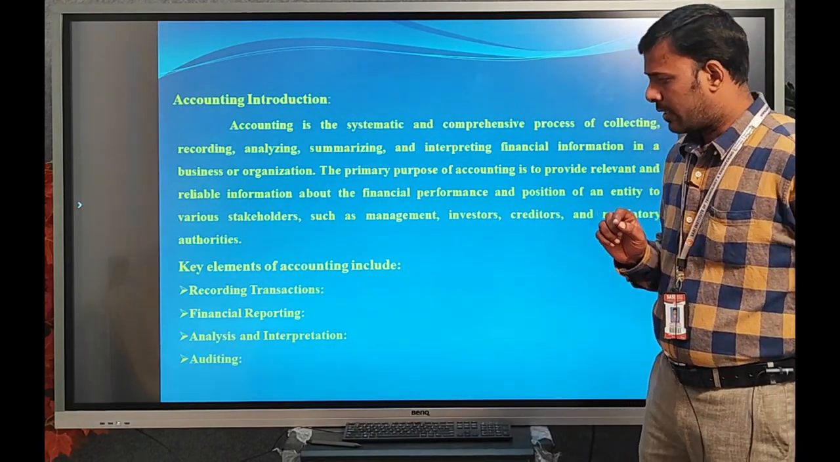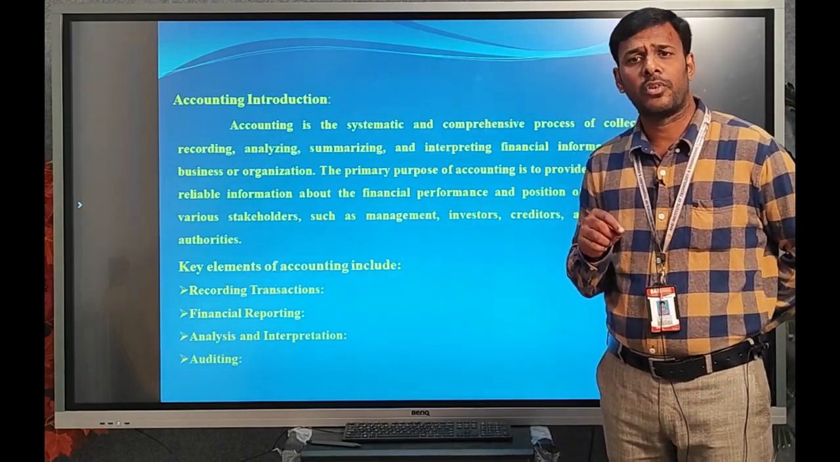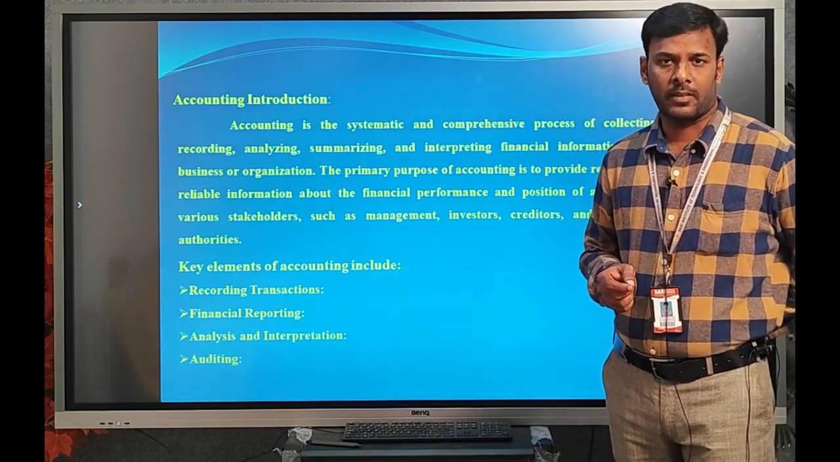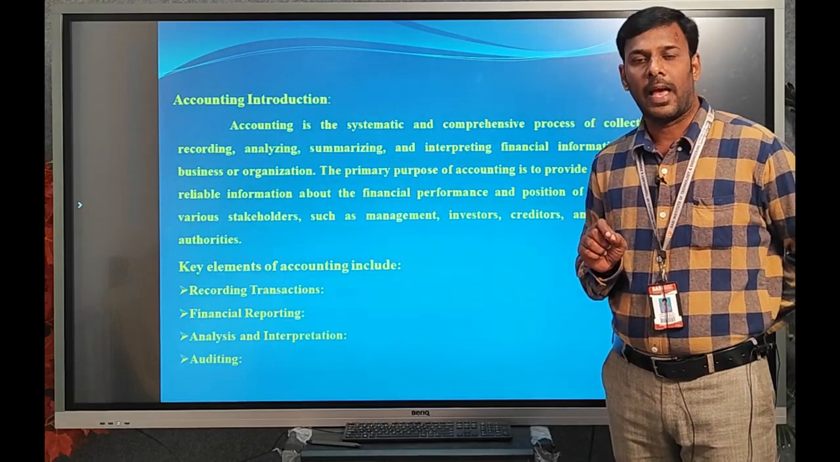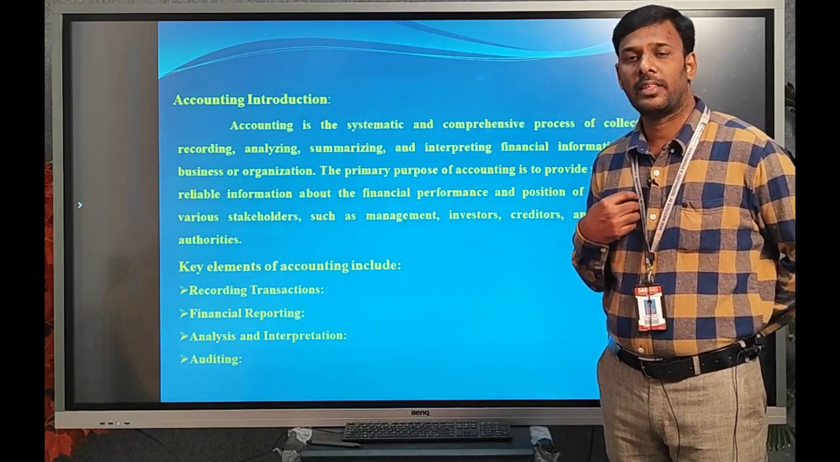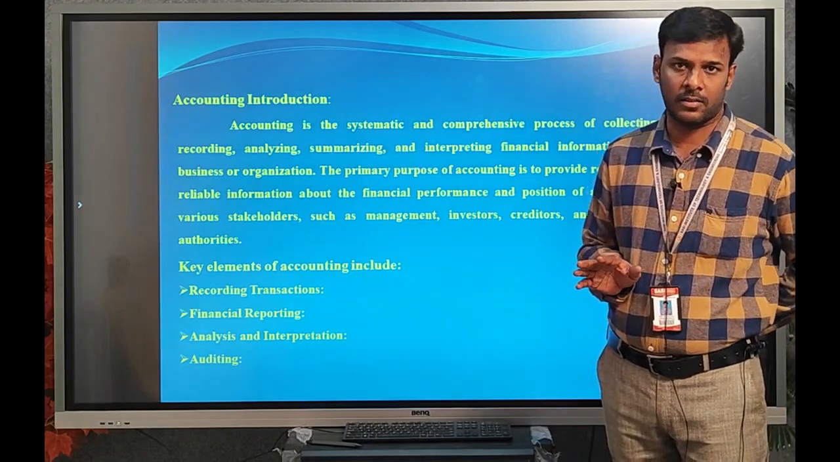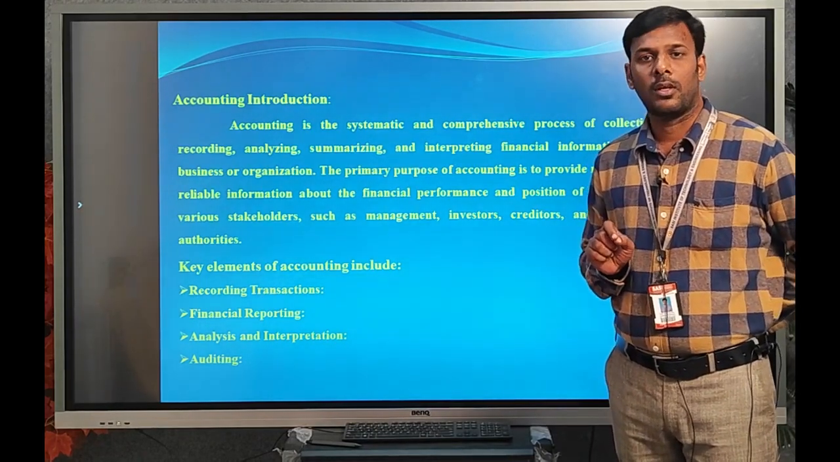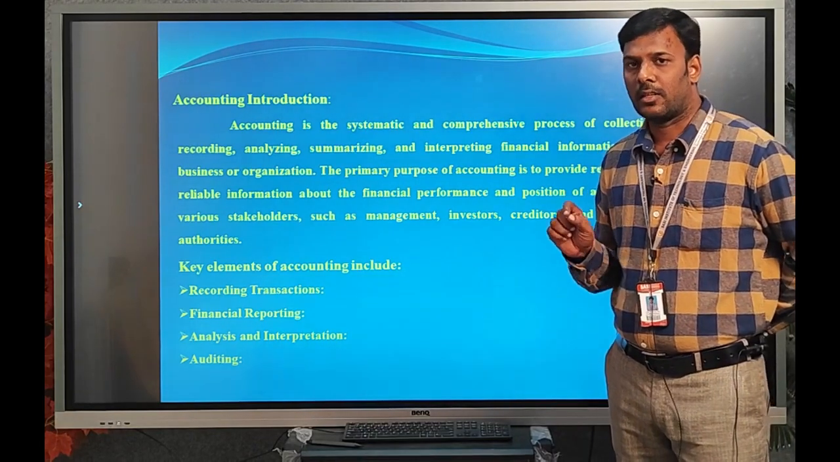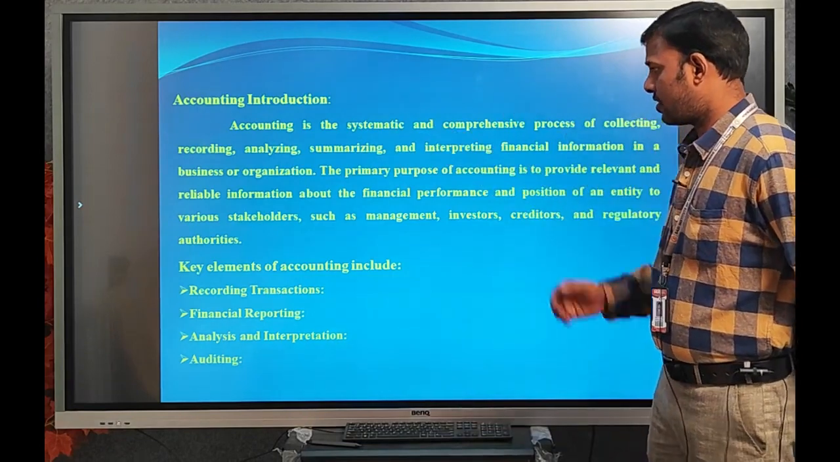In the daily aspects of the organization, a number of transactions happen. Then we have to record them and store them somewhere, because we don't know what things are happening in the organization, especially in terms of finance. So we have to store them in a systematic manner. That's why we need a system, called the accounting system.